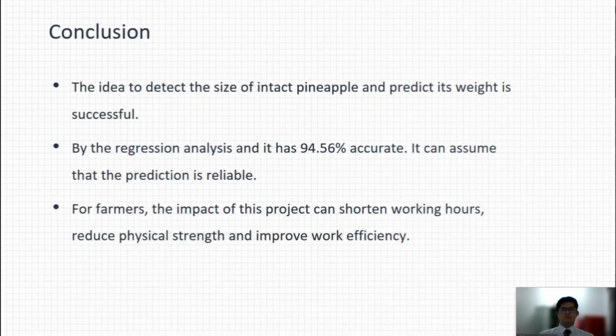In conclusion, the idea to detect the size of an intact pineapple and predict its weight is successful. By the result of the regression analysis, it has 94.56% accuracy. We can assume that the prediction is reliable. With the changing trend of agricultural development closely centering on skill, precision, and facility, this project can strengthen the integration of agricultural machinery and agronomy and quickly realize labor mechanization for Malaysian agriculture. For farmers, the impact of this project can shorten working hours, reduce physical strength, and improve work efficiency.